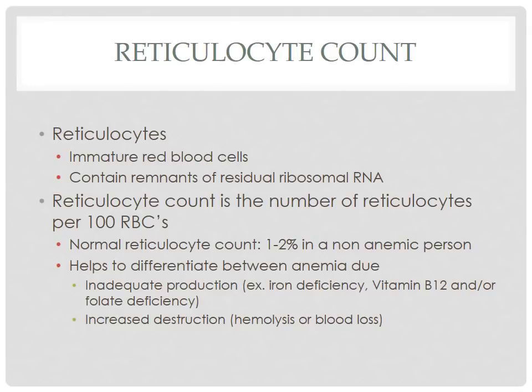The reticulocyte count is used to help differentiate between different causes of anemia. The two different causes can be either problems with production or problems with destruction, and we'll discuss those further in other sections, but some examples are listed here for you.